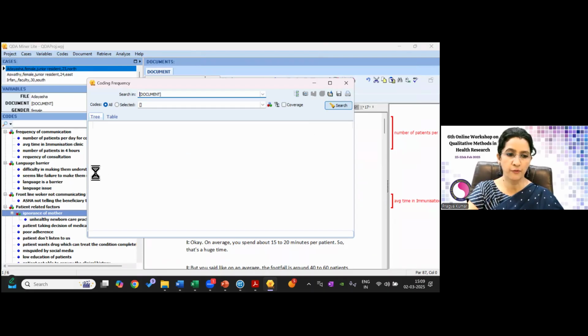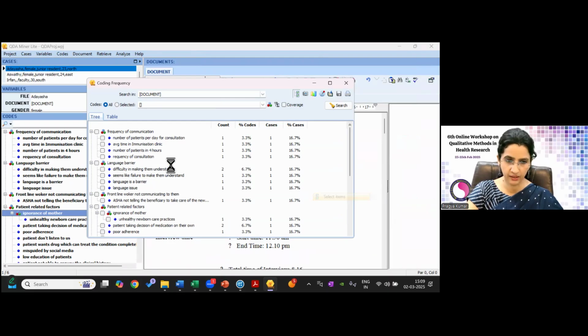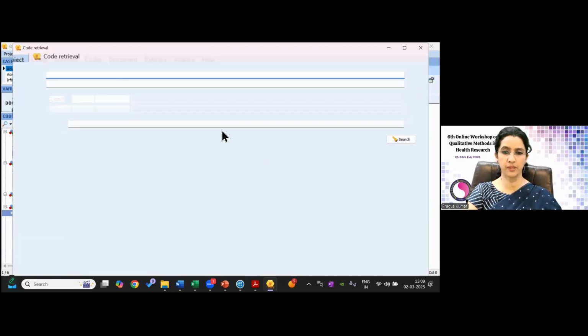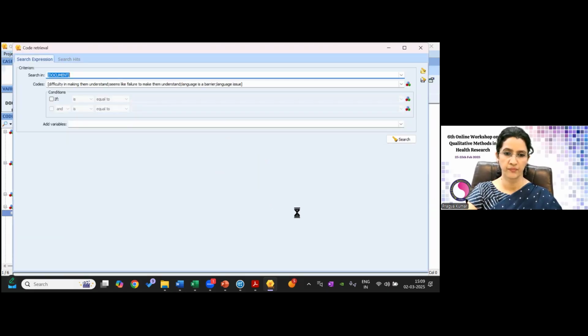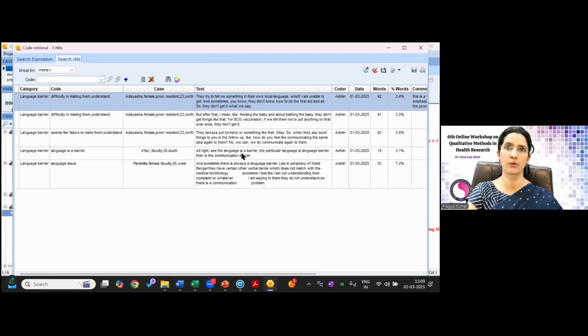And let's say I have to write on this language barrier. So I'll click on this select item. I will click this language barrier. Again, right click and retrieve segment. So either you can keep this open, and then I will double click this. So I have these quotes in front of me.